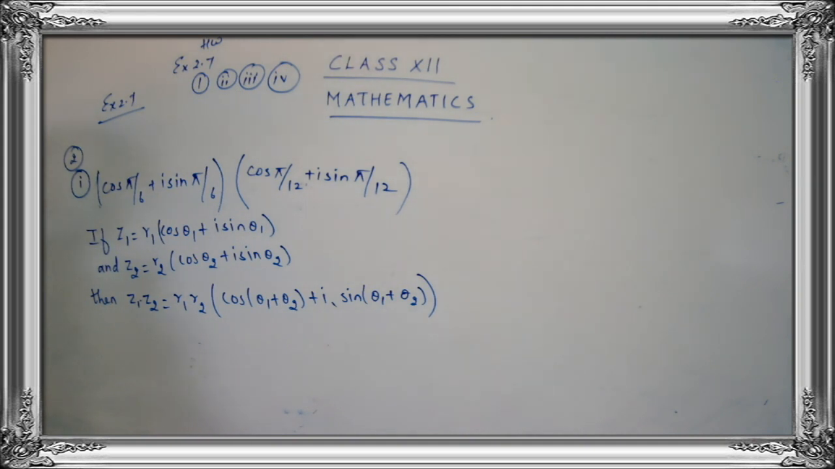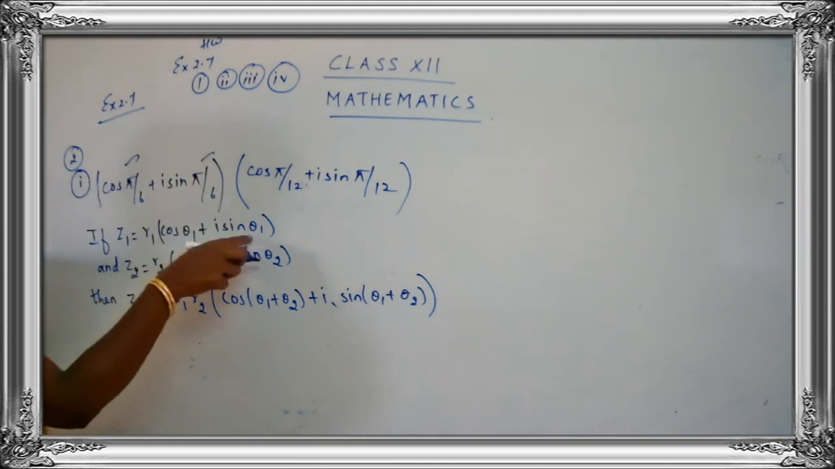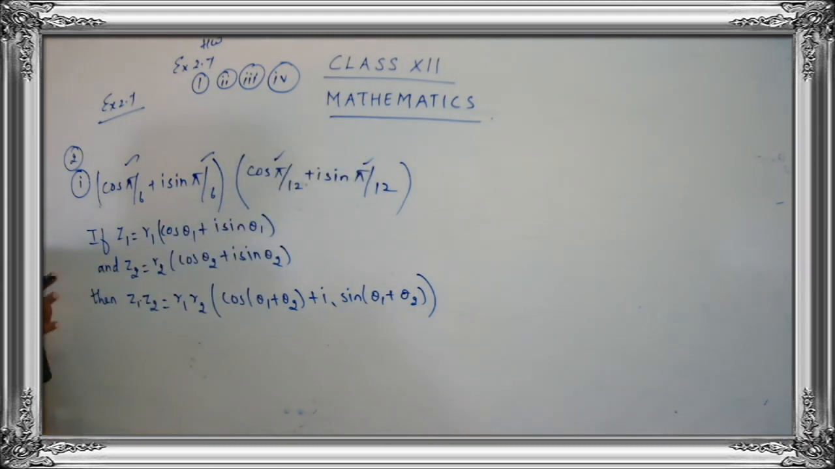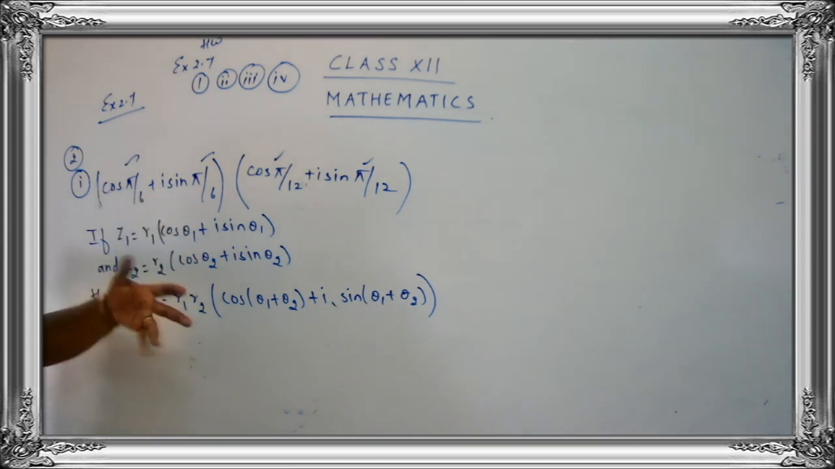Okay. So Z1 is R1 cos theta 1 plus I sin theta 1 and Z2 is R2 cos theta 2 plus I sin theta 2. Then we get Z1 into Z2 is equal to R1 into R2 cos of theta 1 plus theta 2 plus I sin theta 1 plus theta 2. Okay children, here our work is to identify theta 1 and theta 2. What is theta 1? Theta 1 is pi by 6, and what is theta 2? It's pi by 12. And mostly all the signs are the same, with the main sign being plus, so no need to worry, we can directly substitute into the formula.